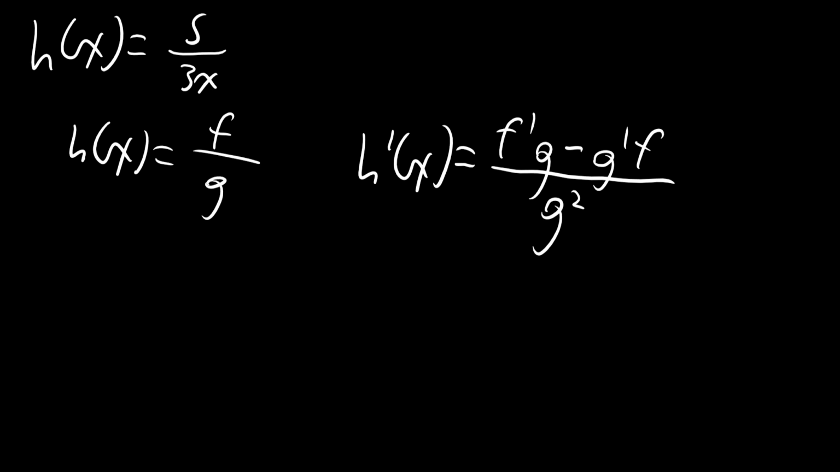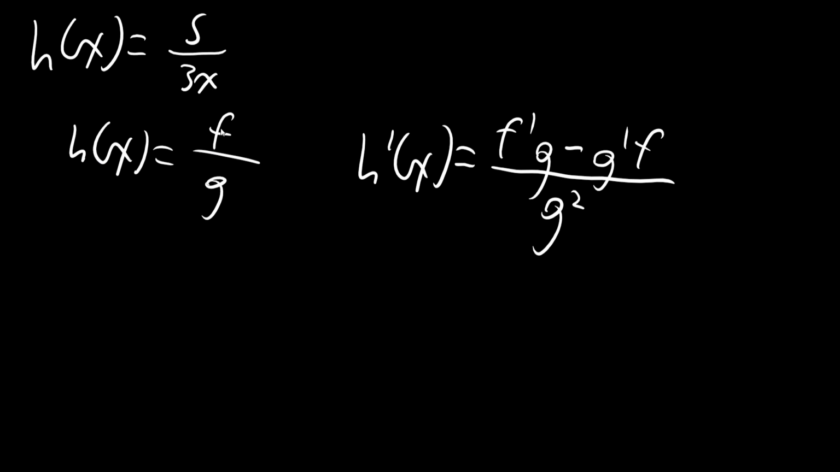Today, we're going to go over deriving functions using the quotient rule. So let's say you had a function that looked like this. How would you go ahead and derive it? Now, in this case, you can use the power rule, but for this example, we're going to use the quotient rule.